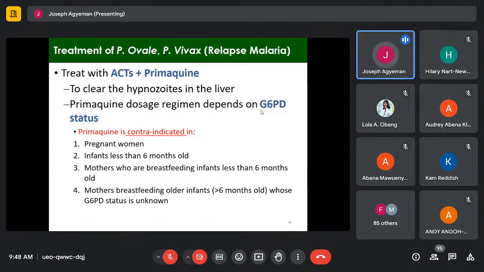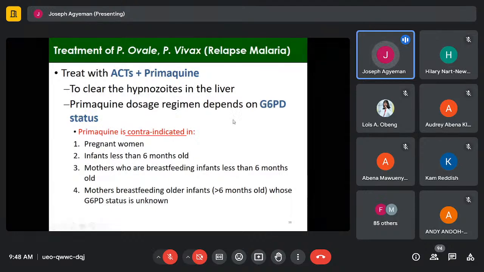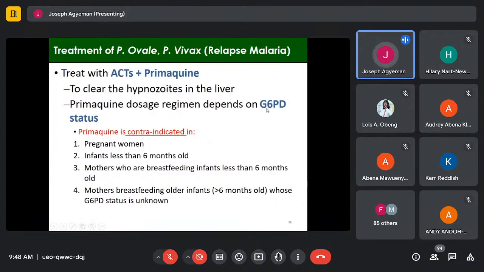Again, primaquine is contraindicated in some categories of individuals, aside even whether you are defective or not. Aside from the G6PD status, certain conditions may not permit you to take primaquine. When somebody is pregnant, primaquine is contraindicated. Infants who are not up to 6 months, please don't do it. Then a lactating mother can't take it, especially when the infant is less than 6 months.